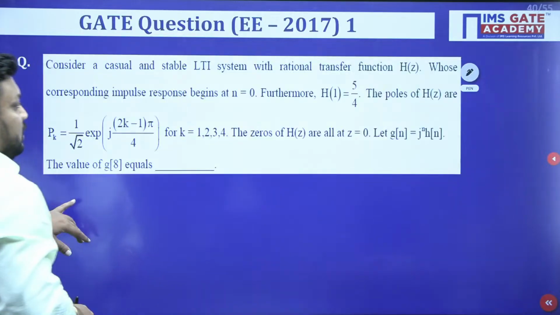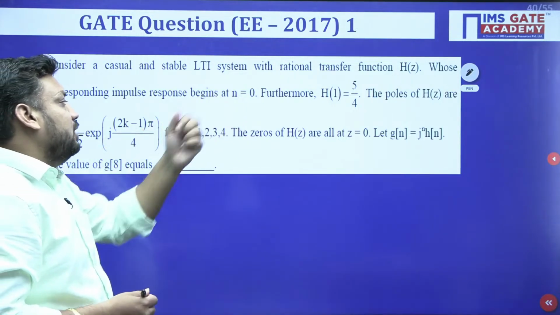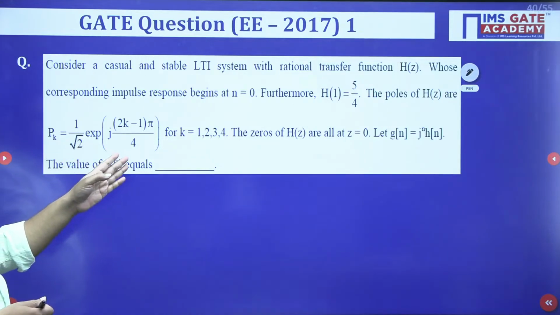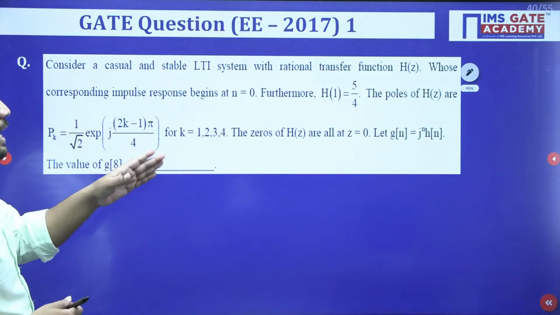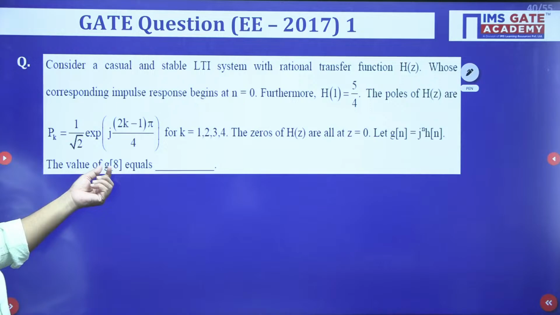So today's class we are going to start with this question. This is a very good question, 2 marks question, EE 17 set 1. Consider a causal stable LTI system with a rational transfer function H(z) whose corresponding impulse response begins at n equal to 0. Furthermore, h[1] equal to 5/4. The poles of H(z) are p_k equal to this, where k equal to 1, 2, 3, 4. The zeros of H(z) are at z equal to 0. Let g[n] equal to j^n h[n], and asking for g[8].